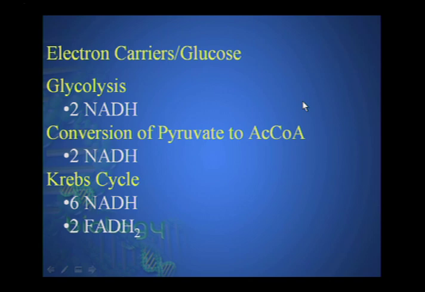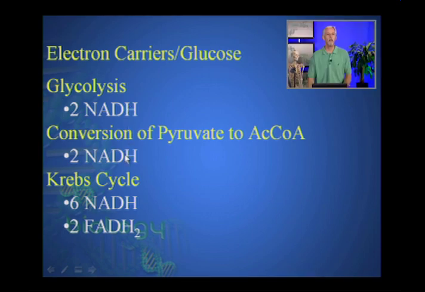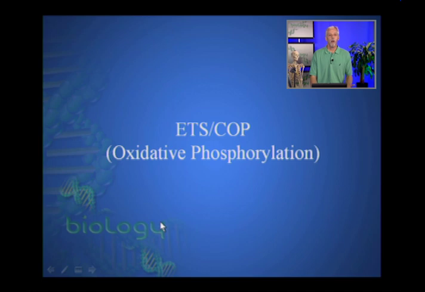So when we look at the source of electrons, some of them come from glycolysis, 2 NADH per glucose in glycolysis, 2 NADH per glucose in the conversion of pyruvate to acetyl coenzyme A, and then 6 NADH from the Krebs cycle, 2 FADH2 from the Krebs cycle. All right, and so again, the big payoff then comes in the electron transport system.